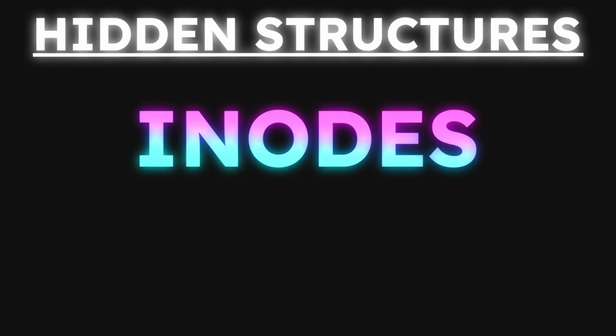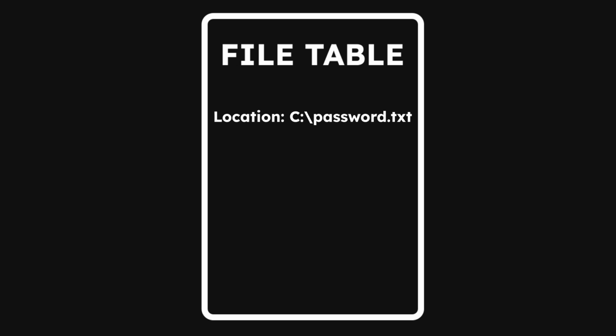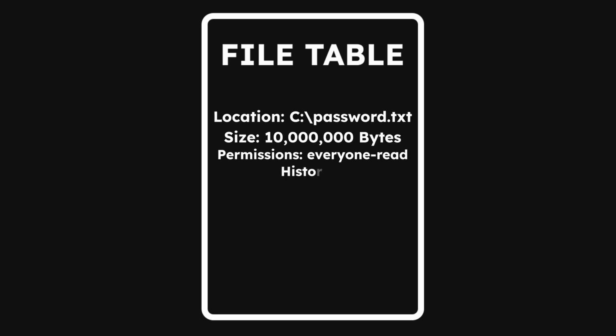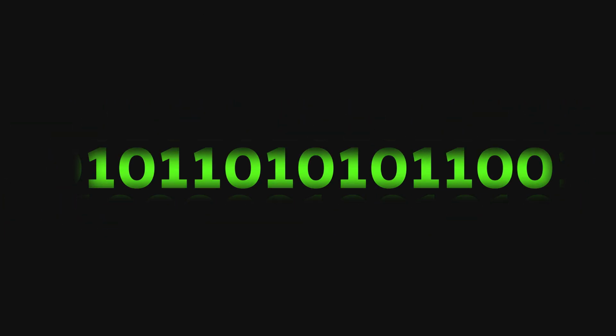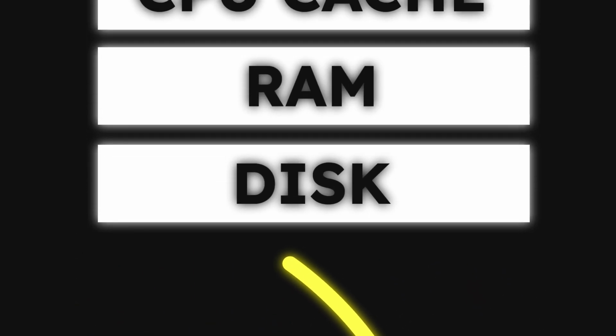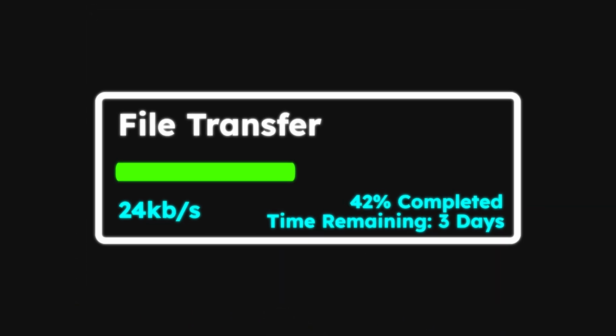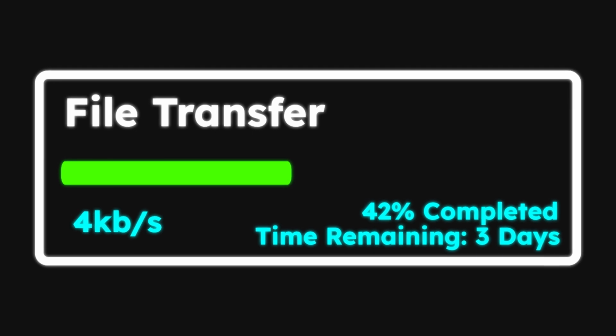The system relies on hidden structures like inodes and file tables. Think of them like a set of index cards in a giant library. They store the location, size, permissions, and history of every file. Once located, the file's data must travel up the storage stack, but disk I/O is slow compared to CPU speeds.